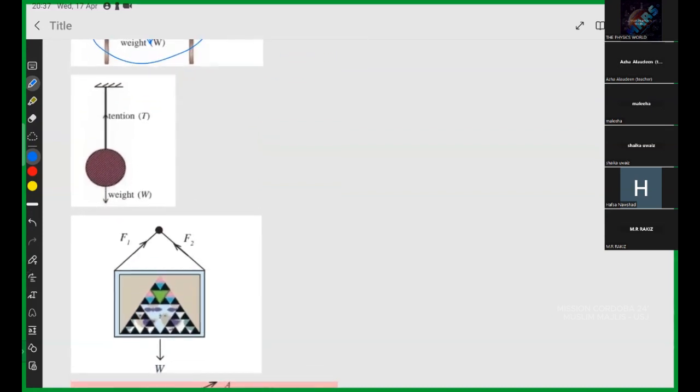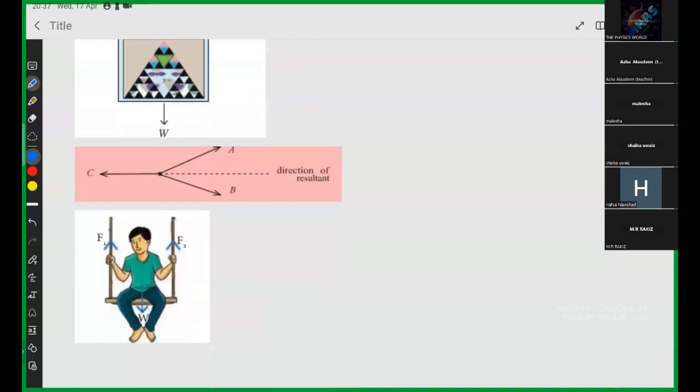Similarly, if you consider an elastic or a string or a rope where you tie an object, that object would have a tension force. That tension force will also be equal to weight, according to this picture.